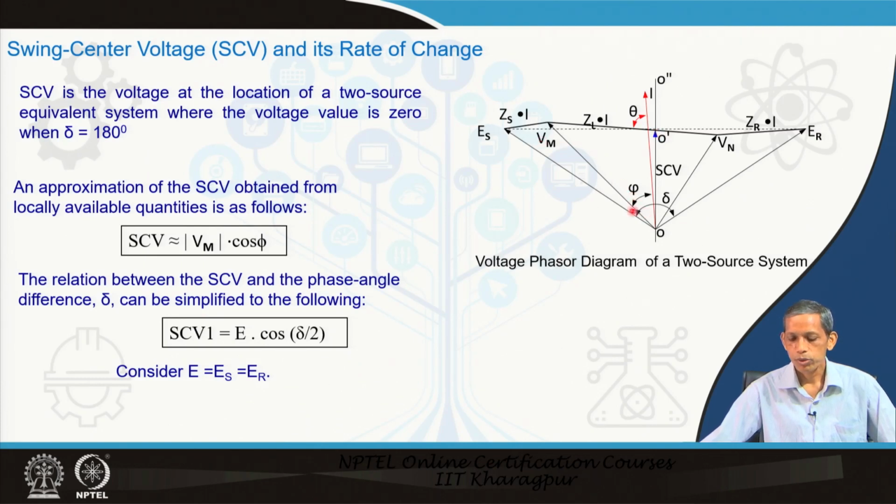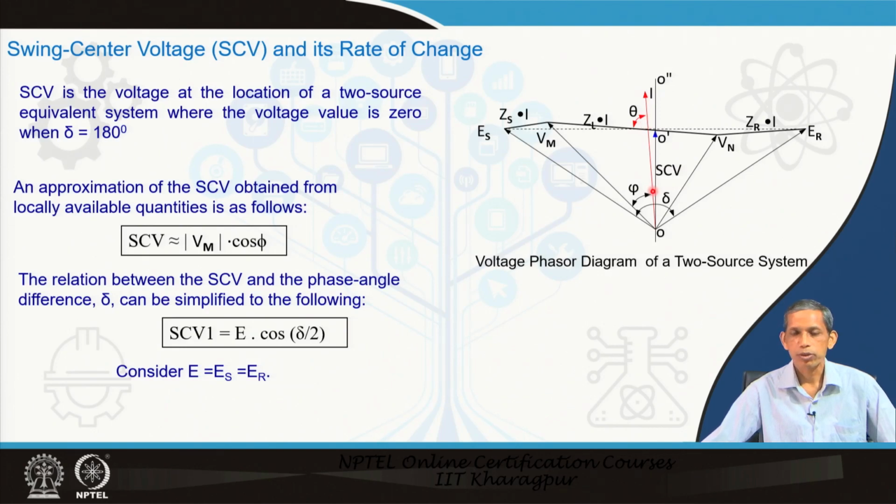Now, if you see, there is a similarity here. This Vm is the relay bus voltage, which is measurable, and phi is the corresponding current angle with respect to this Vm at the relay bus during an instant of time, where the angle between these two sources is delta. So, now you can say Vm cos phi on this perspective, Vm cos phi.